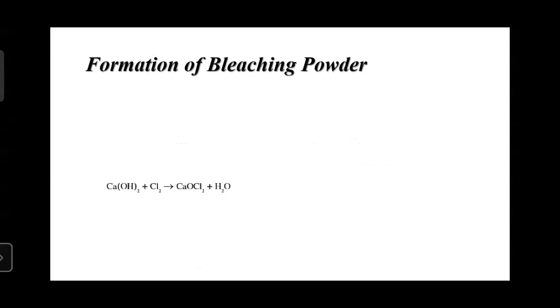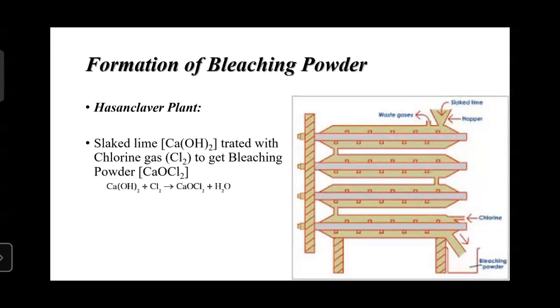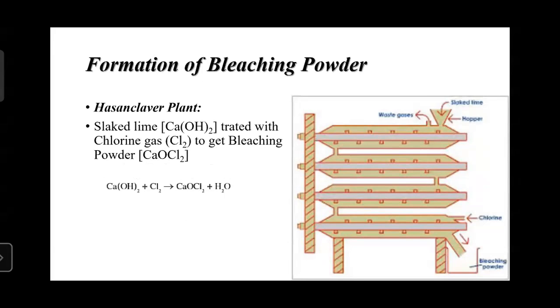Now, how does the formation of bleaching powder occur? One of the famous plants is the Hasenclever plant. It is not for 9th standard, but bleaching powder formation is very important for us. Slake lime is used for the production of bleaching powder. Slake lime is put in the upper part.